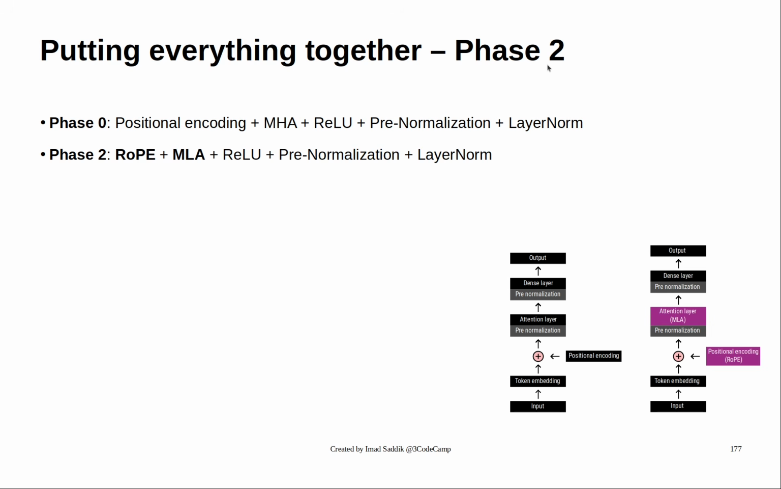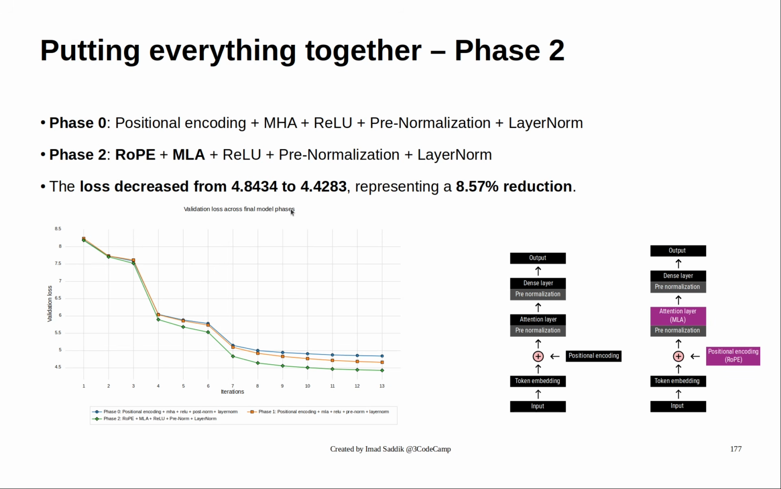Now, in step 2, we use rotary positional encoding instead of the learnable positional encoding. This makes the loss go down even more to about 4.42. Now the total drop is 8.57%. This really shows how good rotary positional encoding is.